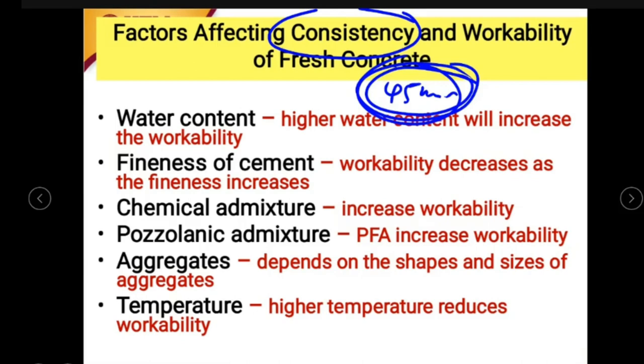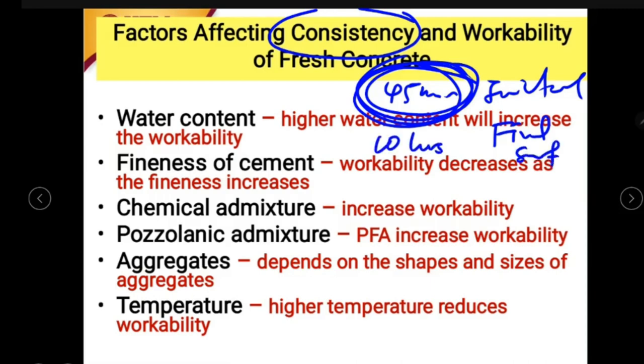Of course, the consistency of the cement will relate to the setting time of the concrete. Normally, like I said, the initial setting should be 45 minutes to 1 hour, and then the final set is about 10 hours maximum after our casting. So if the consistency of the concrete is not good, it will affect this, which is the 45 minutes and also the 10 hours, the setting time of the concrete. Okay, so that is the consistency.